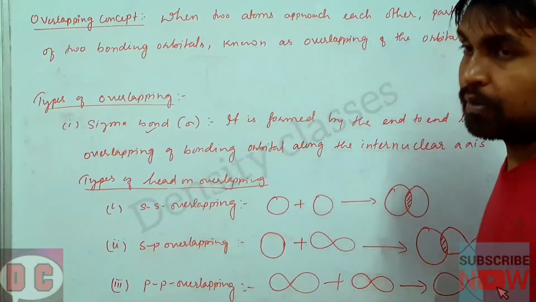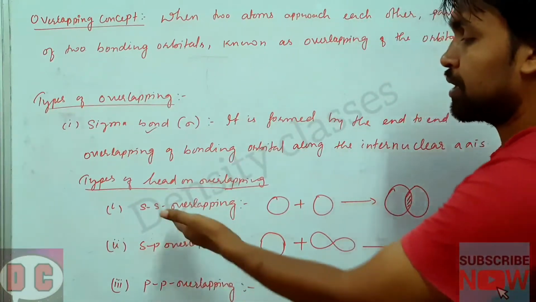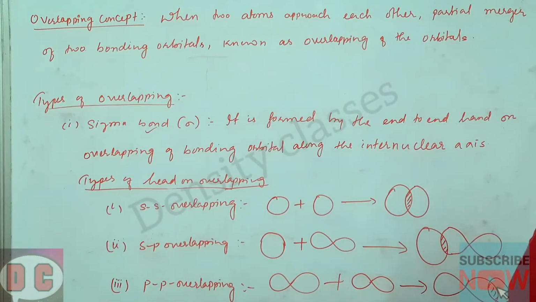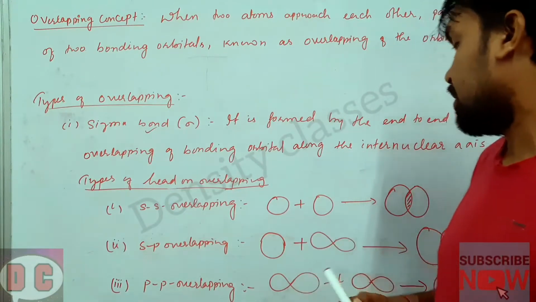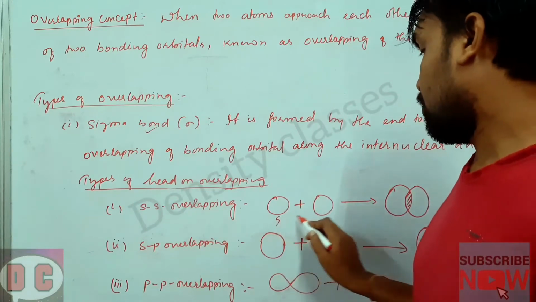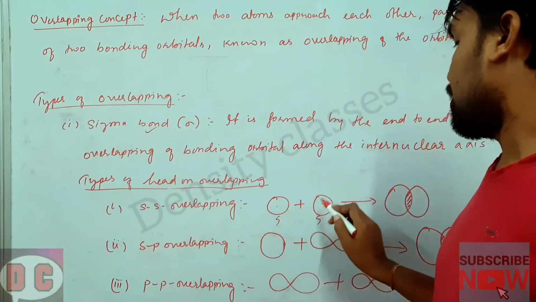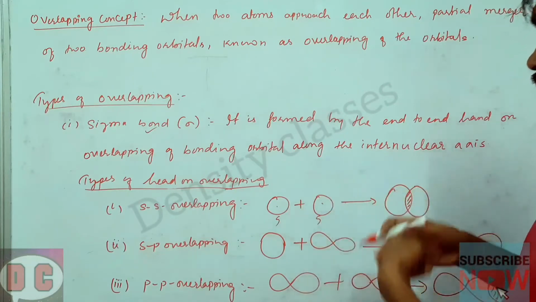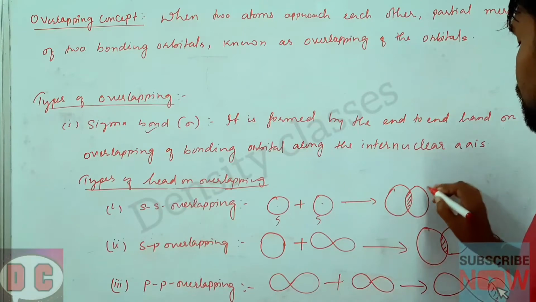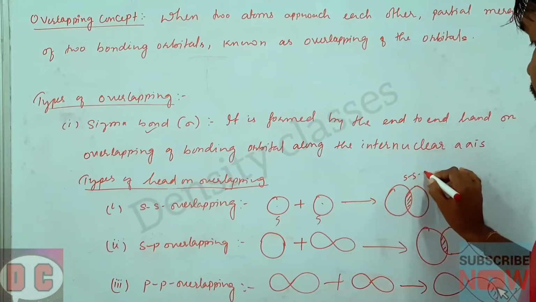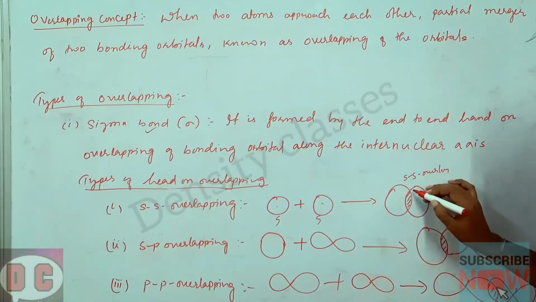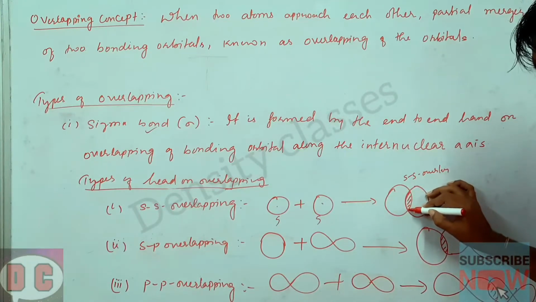Now, types of head-on overlapping. There are three types we are going to see. The first one is SS overlapping. SS overlapping means one S orbital and another S orbital approach each other and the orbitals try to overlap with each other. This process we call SS overlapping. This is the overlap region, the common region.